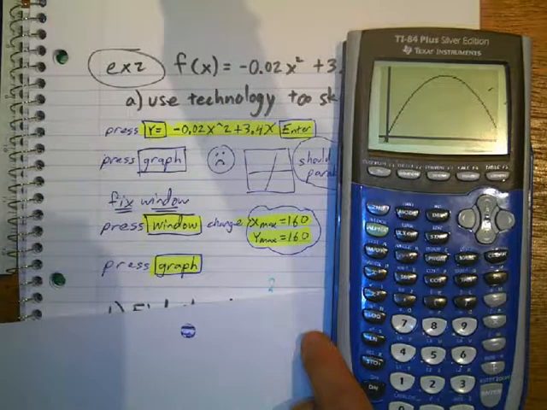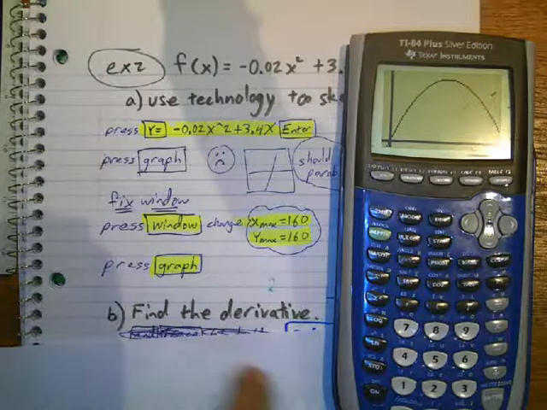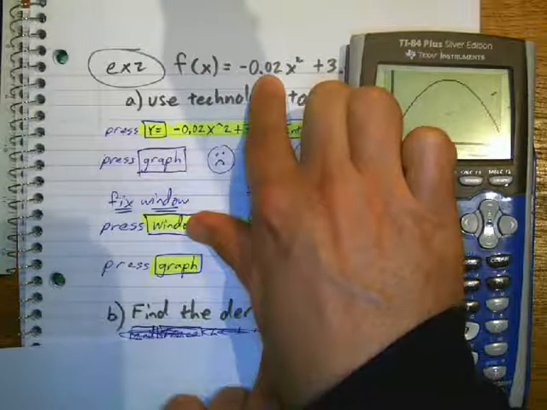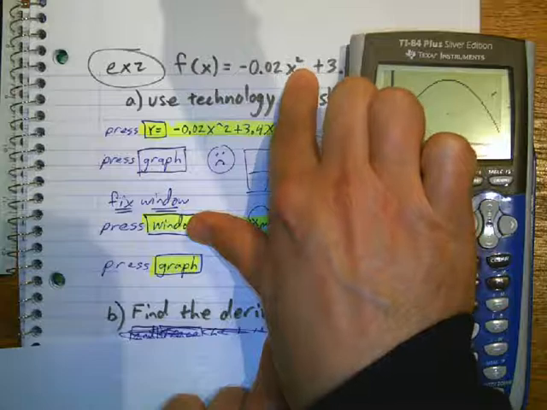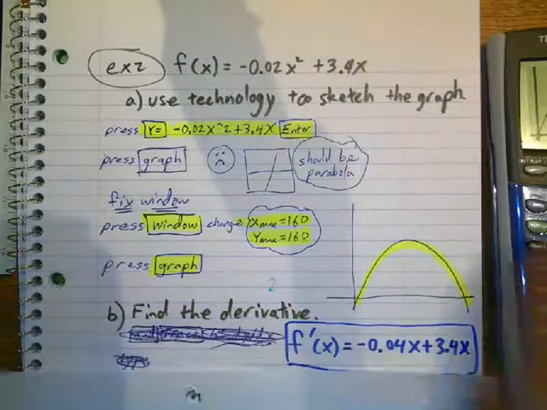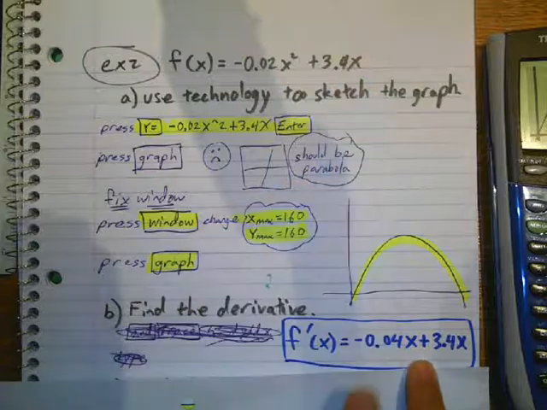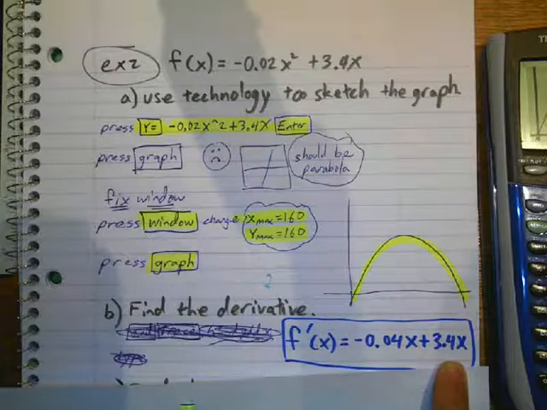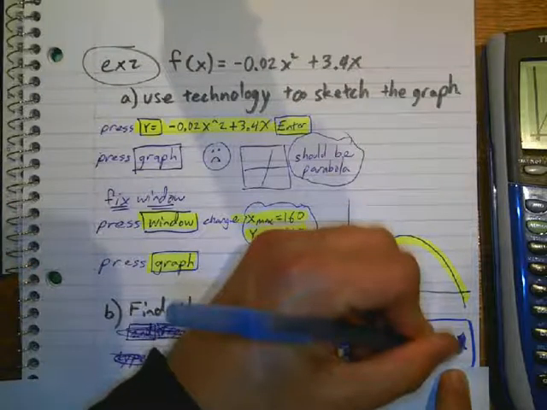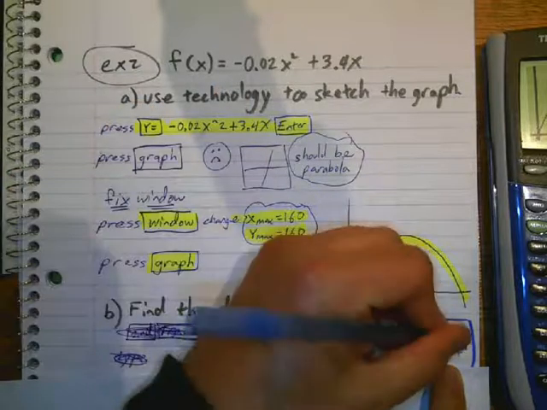Okay, so now I want you to find the derivative. If I use our rules of derivatives, we know this 2 gets multiplied by the coefficient here, so we end up with negative 0.04x, and the derivative of 3.4x is, oops, that's a mistake, it should be 3.4. Okay, so here is our derivative of this function. That should not be there.